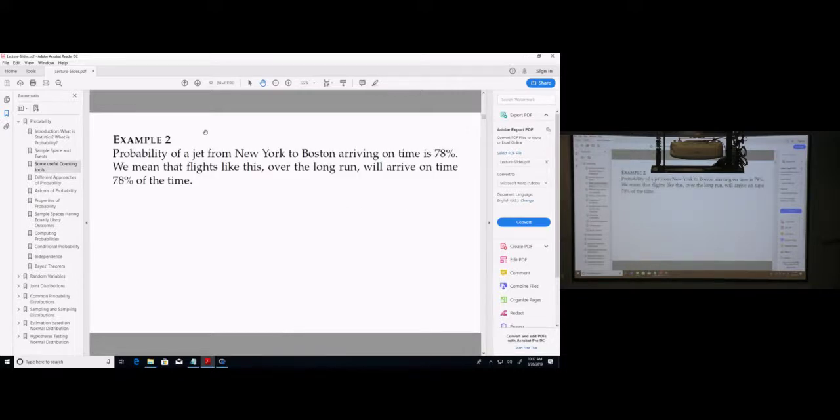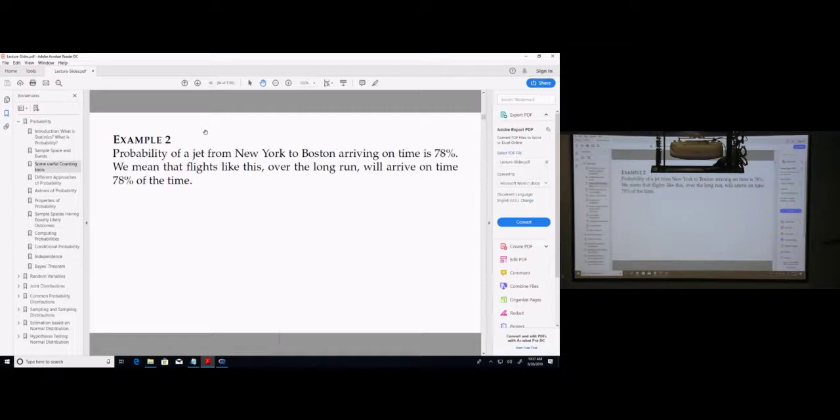The probability of a jet from New York to Boston arriving on time is 78%. What we mean is that flights like this, over the long run, will arrive on time 78% of the time. Now, the accuracy of this would not be exactly 78% for the coming flights from New York to Boston, but it is a good gauge, 78% plus or minus something. And later on we'll talk about plus or minus what. So you have some allowance.